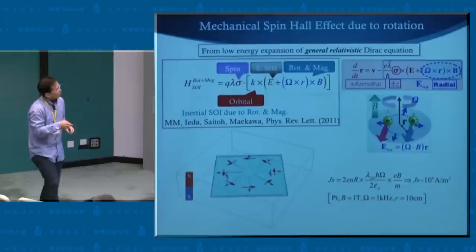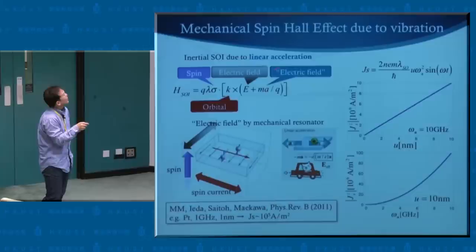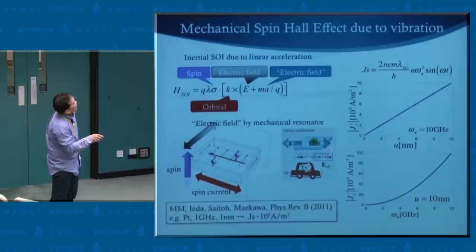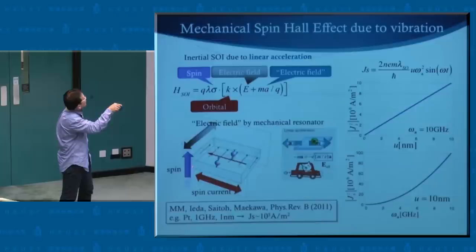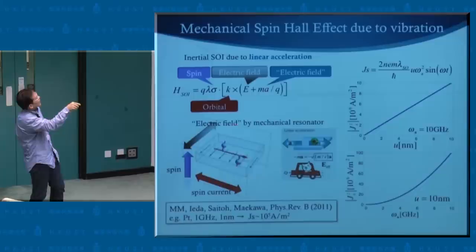Also, in the presence of a linear acceleration, a similar spin orbit interaction can be obtained. Please let me remind you of this cat in the red car. If we apply the vibration in this way, then an AC spin current is created perpendicular to the effective electric field due to the linear acceleration.